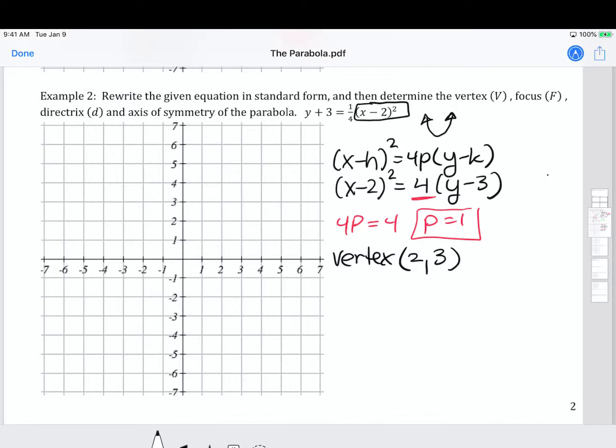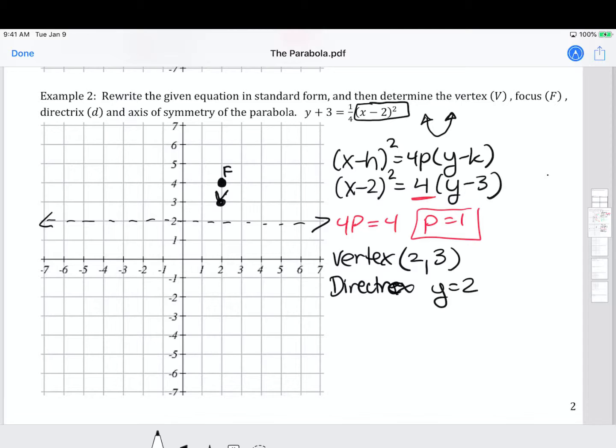So when I plot my vertex at (2, 3), here's my vertex. I know it opens up, so I know my focus is going to come up 1, a distance of p, from the vertex. So here's my focus. And then my directrix is going to come 1 down, outside the parabola, from my vertex. So in this case, the directrix is going to be the horizontal line y is equal to 2.